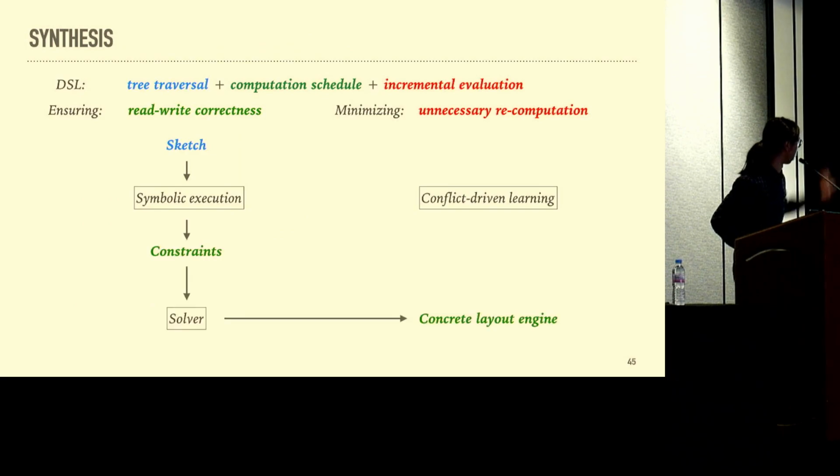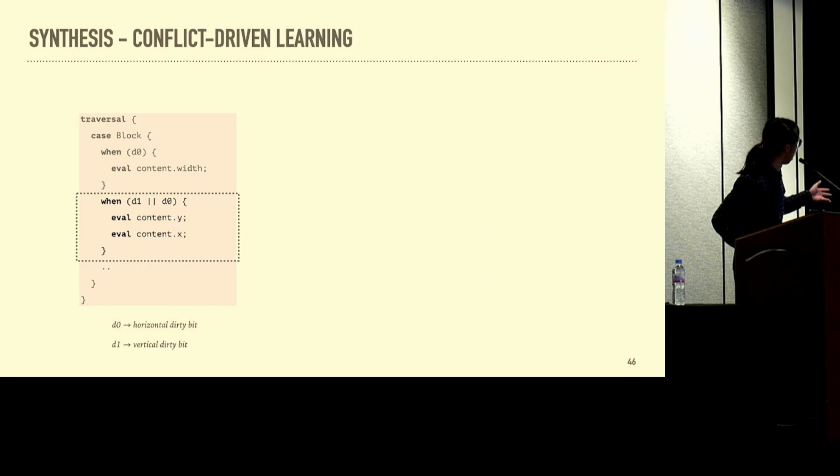Because of time constraints, I'm not going to go into the symbolic execution part, but for the conflict-driven learning, I'm going to just give a quick example. So consider this particular incremental block. And suppose that we have two dirty bits, D0 maps to horizontal attributes and D1 maps to vertical attributes. And suppose D1 was marked to be true. Well, this will affect content of Y, which is okay, but we will end up unnecessarily recomputing content of X, but its value is perfectly valid. So there is some unnecessary recomputation here.